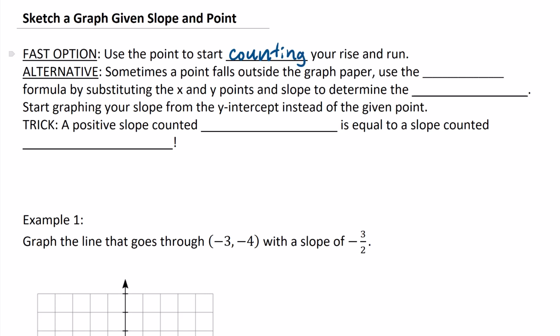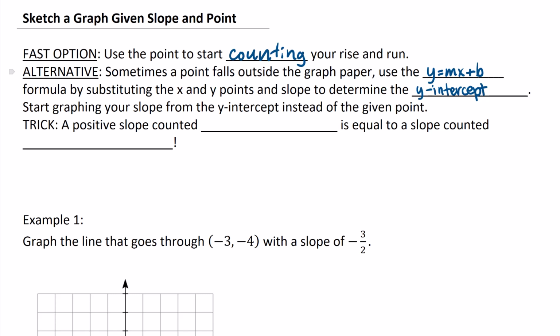There is an alternative format, but this is more complicated. Sometimes a point falls outside the graph paper and you have to use the y equals mx plus b formula, or slope-intercept form, by substituting the x and y points and slope to determine the y-intercept. You start graphing your slope from the y-intercept instead of the given point. This helps you sometimes when your graph paper is not big enough.